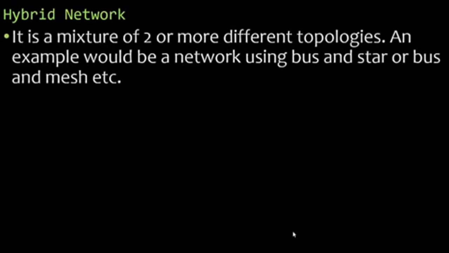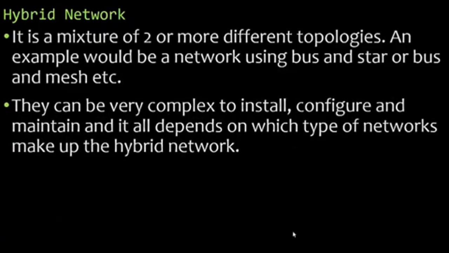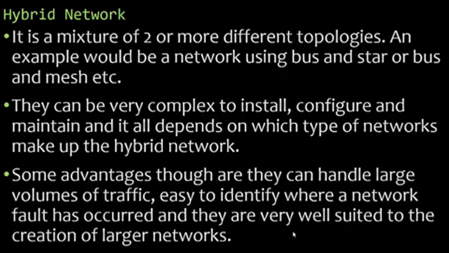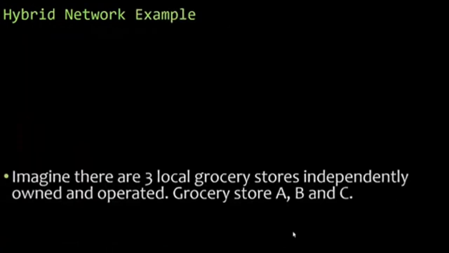Let's talk about a hybrid network. It's a mixture of two or more different topologies. An example would be a network using a bus and star or bus and mesh, etc. It's two or more. They can be very complex to install, to configure and maintain, and it all depends on which type of networks make up the hybrid network. Some advantages, though, are they can handle large volumes of traffic. It's easy to identify where a network fault has occurred, and they are very well suited to the creation of larger networks.